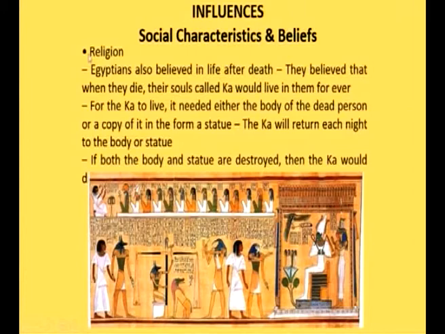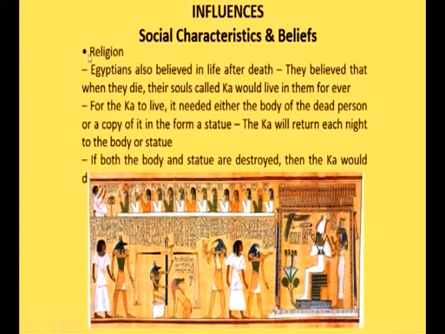Religion. Egyptians largely believed in life after death. So they believed that only the body will die and the soul will live forever. The soul is called Ka. They believed that once the body died, the Ka would return the next day into the body.